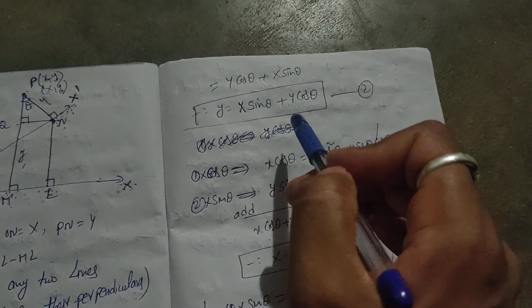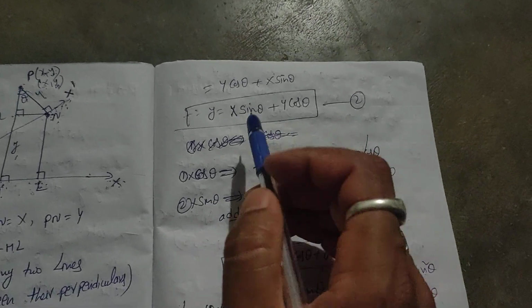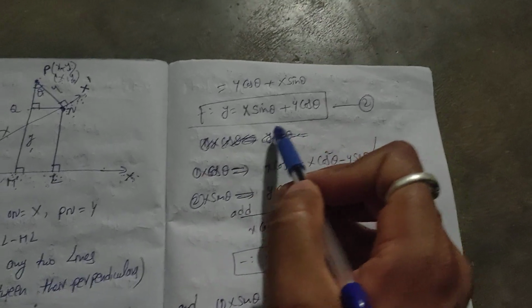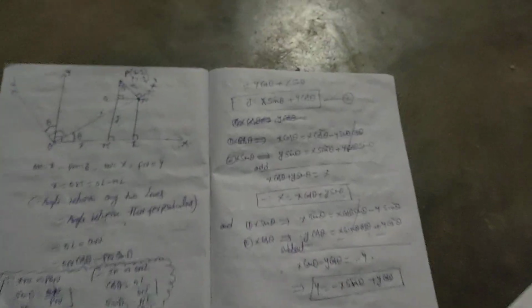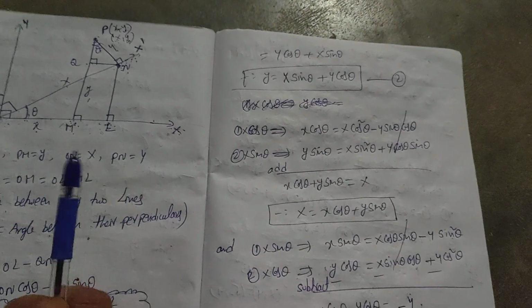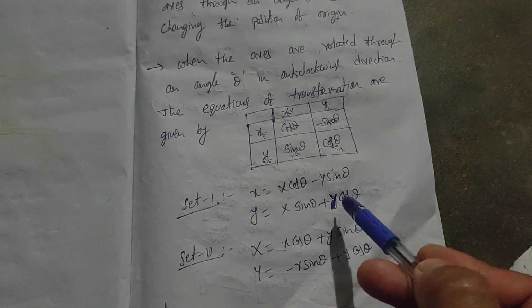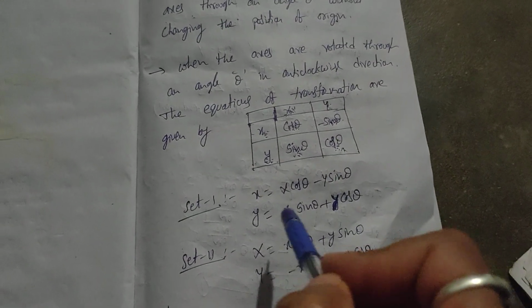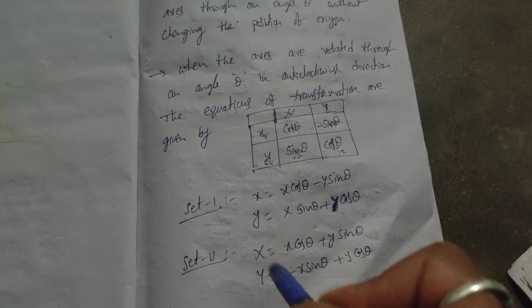So if you write in the order with X as the first term and Y as the second term, small y is equal to X sin theta plus Y cos theta. So these are the proofs. So the first condition and second condition are proved. So now using these two I am going to prove this one.